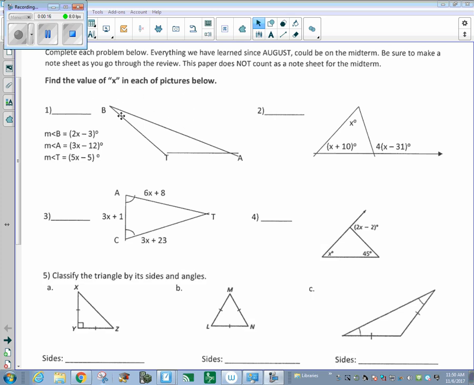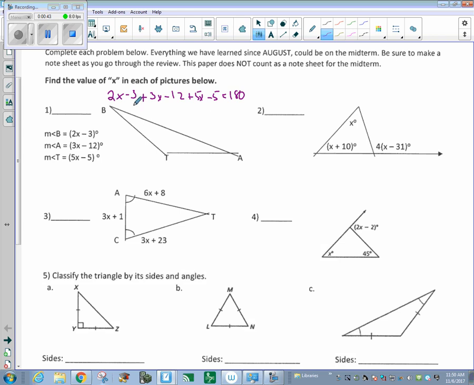What I'm going to do is think of the properties that I would be using to find the value of x. In this one, I know nothing else besides that it is a triangle. All of these are angles of the triangle, and I do know that all the angles add up to be 180. So for this first problem, my setup is 2x minus 3 plus 3x minus 12 plus 5x minus 5 equals 180 degrees, because all the angles add up to be 180.